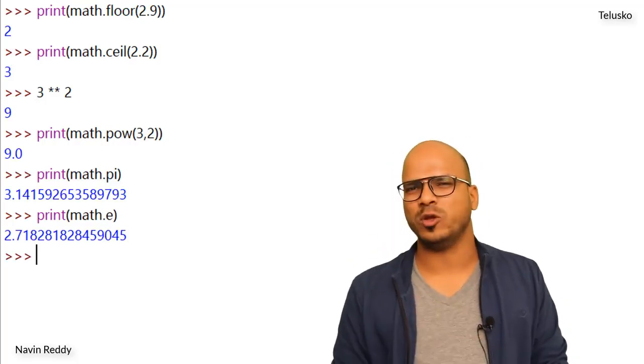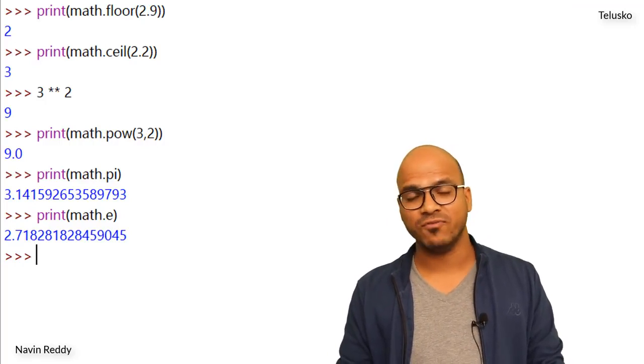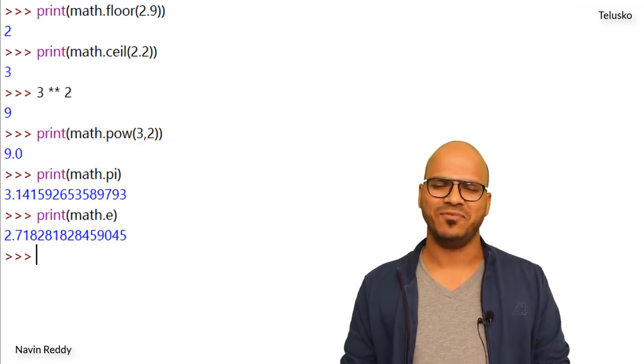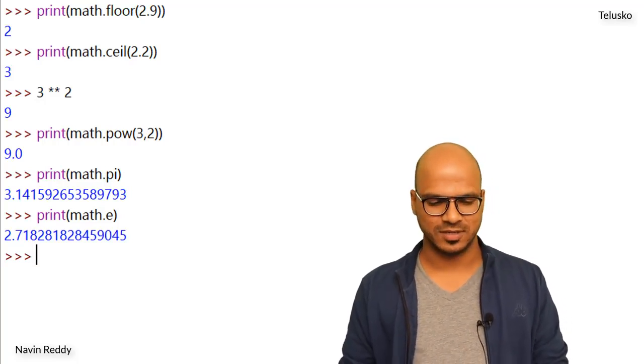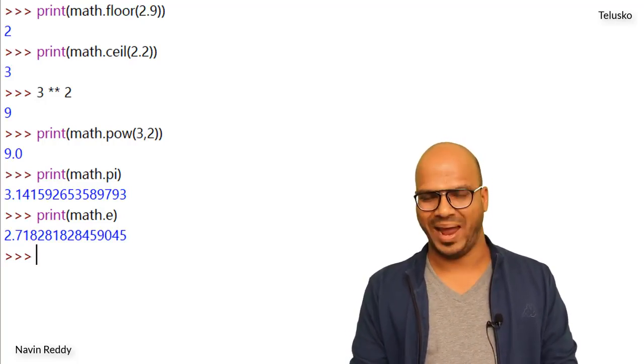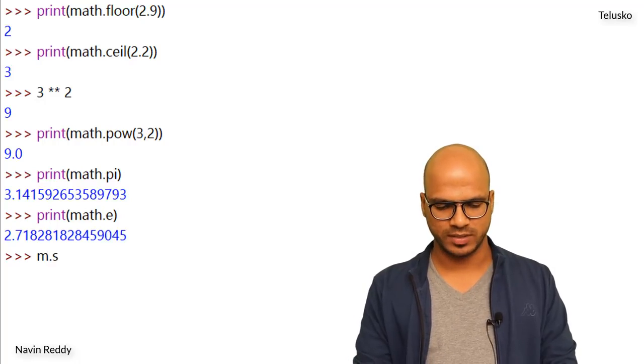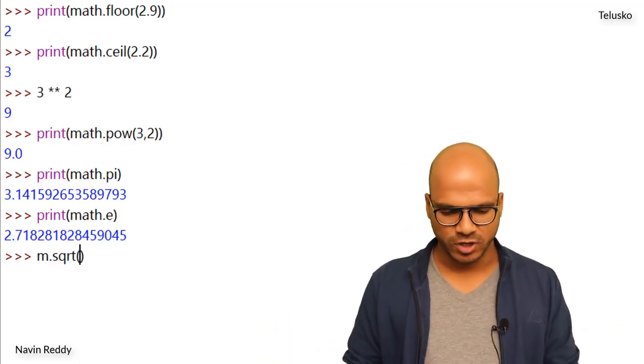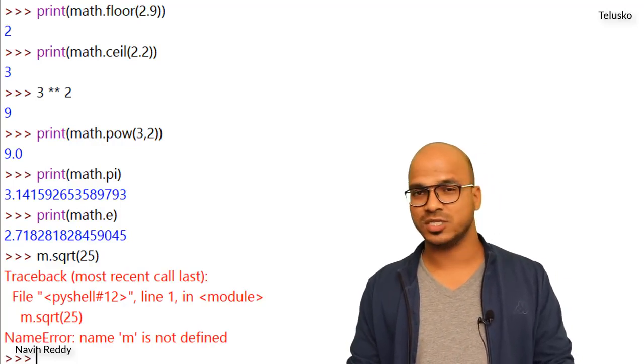What if you don't want to use math every time? Because we have a lot of modules, right? And some module names are very big, and we are damn lazy to type those names here. So instead of using math, can I simply use m.sqrt? Well, that will be good, right? But unfortunately, it will not work. So if I say enter, you can see it's not working.